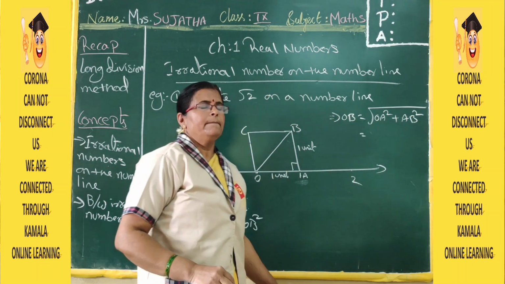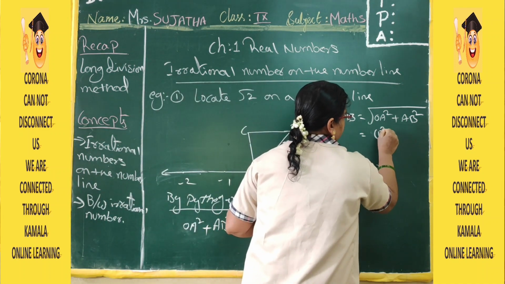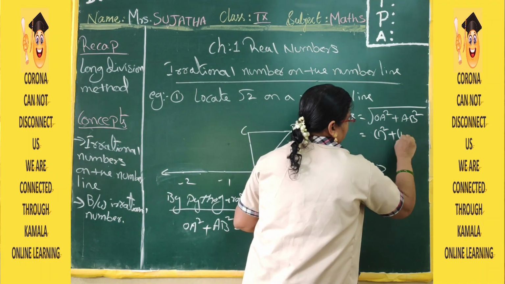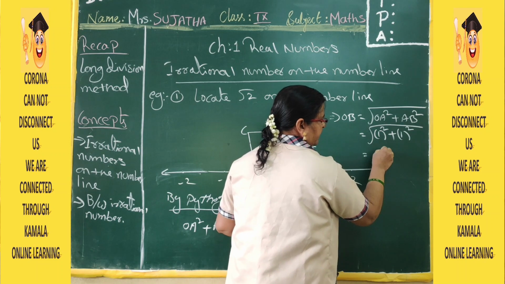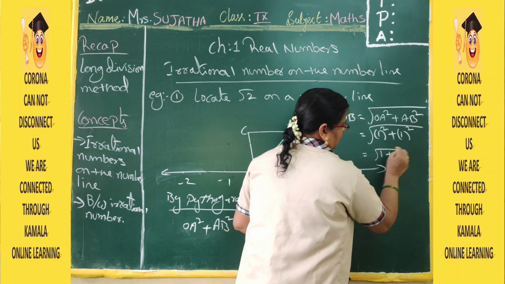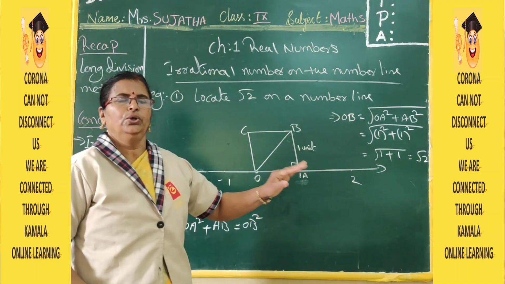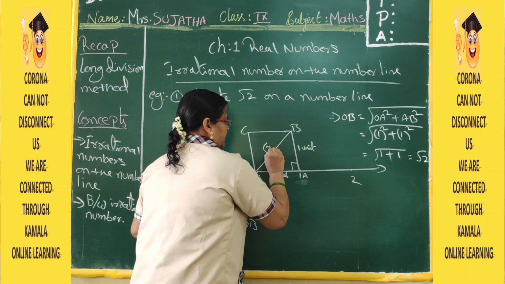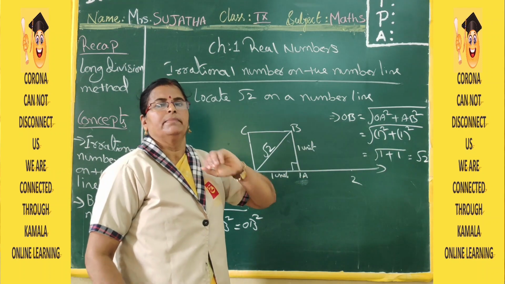Then what is OA? The OA distance is 1 unit, so 1 whole square, plus AB, which is also 1 unit, 1 square, under root. 1 square is nothing but 1, plus 1 square is nothing but 1, so 1 plus 1 is 2. Root 2. So root 2 units is the distance of OB. Here you write root 2. Then how can you locate root 2 on the number line?